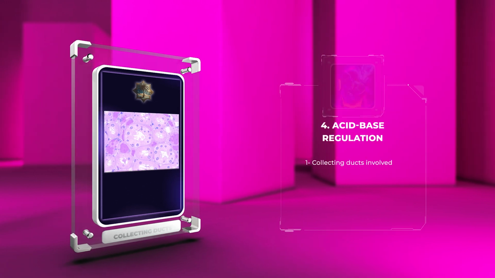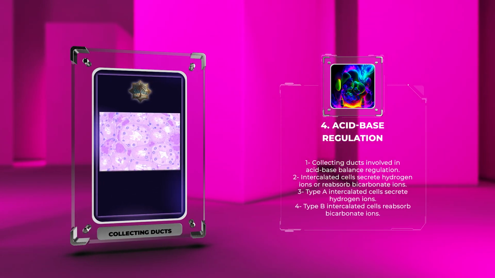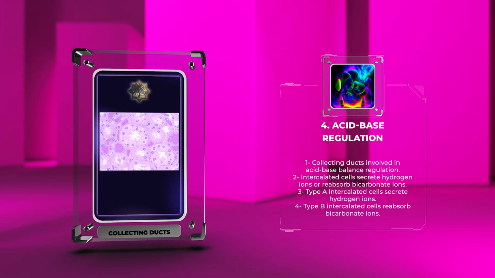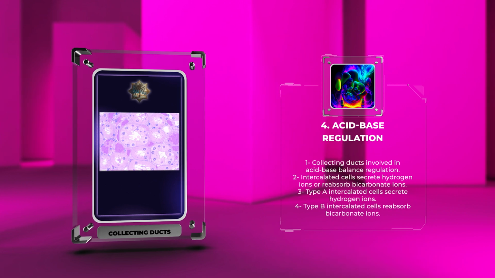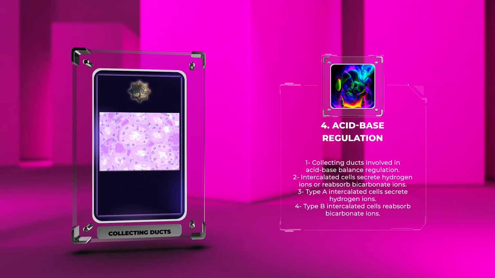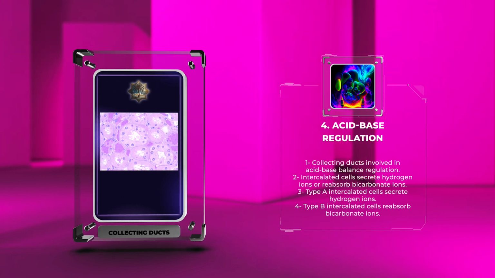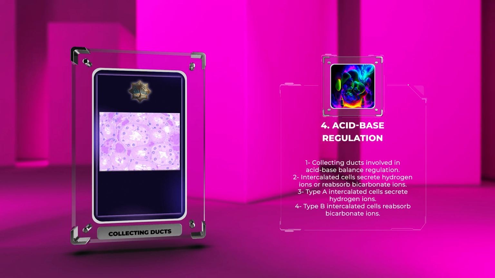The collecting ducts, in addition to maintaining sodium and water balance, are involved in regulating the body's acid-base balance. Intercalated cells within the ducts actively secrete hydrogen ions or reabsorb bicarbonate ions, thereby influencing systemic acid-base balance. Type A intercalated cells secrete hydrogen ions, while Type B intercalated cells reabsorb bicarbonate ions. Through their coordinated actions, the collecting ducts help prevent abnormal blood pH levels.